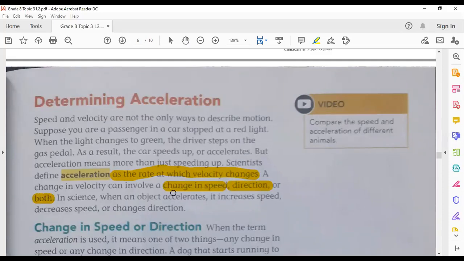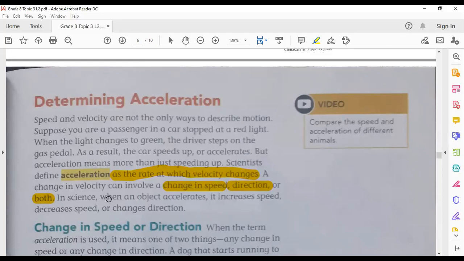So when any object changes its speed, either speeds up or slows down, or changes its direction, or changes both of them, it is called acceleration. Again, acceleration means change in speed, change in direction, or change in both of them together. If an object changes its direction only, it accelerates. If an object changes its speed, it accelerates. If it speeds up, it accelerates. If it slows down, it accelerates. If an object speeds up and changes direction at the same time, it accelerates also.